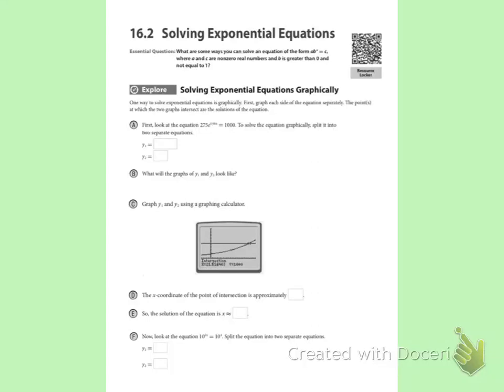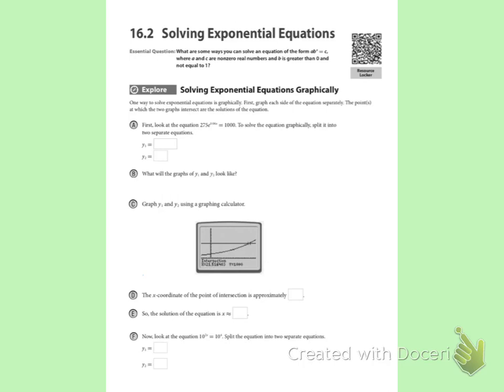Hi there, students. Welcome to lesson 16.2, solving exponential equations. So we're going to continue our work with solving exponential equations today. And we're going to try to answer this essential question.